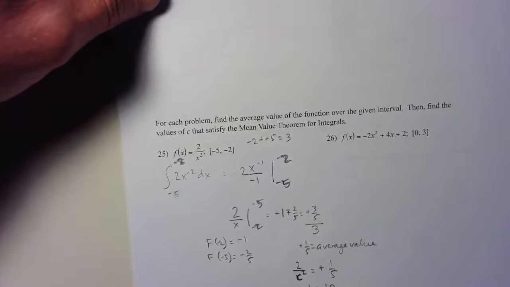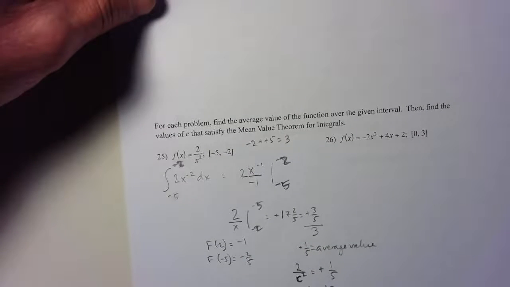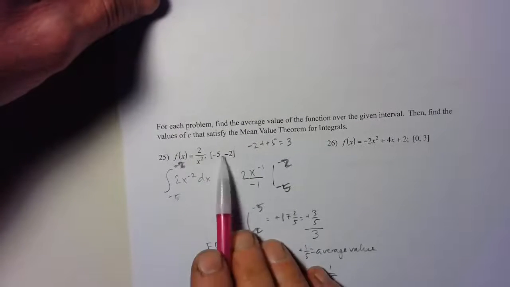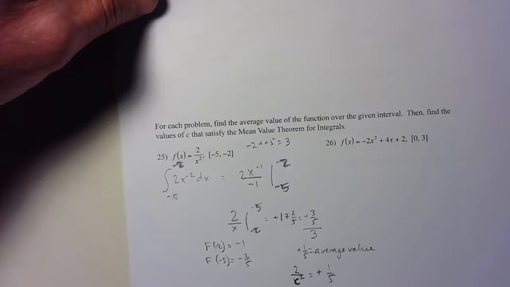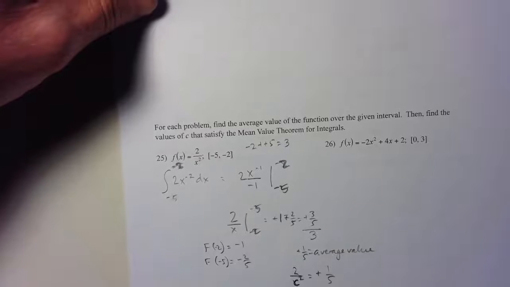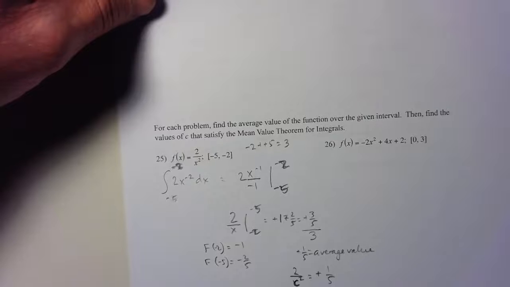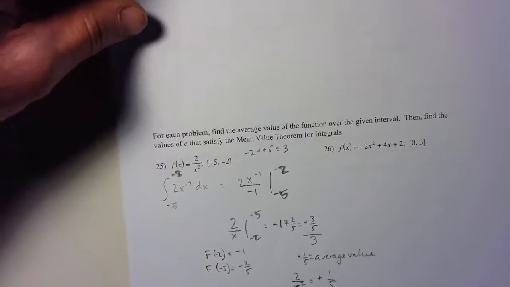So C is plus or minus the square root of 10. Now it has to be within this interval, so that's going to mean it's just negative root 10. And you may remember from the mean value theorem for derivatives that C has to lie in the interval, so we get rid of positive root 10 because it's not between negative 5 and negative 2. Okay, so that's how we do those examples.